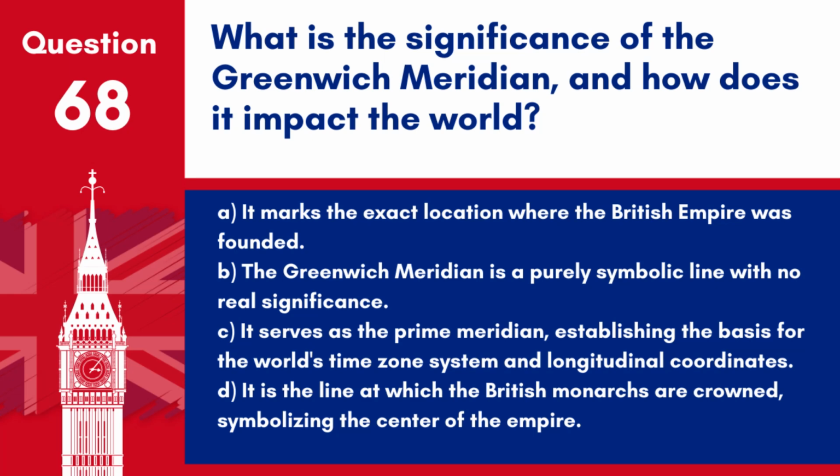A. It marks the exact location where the British Empire was founded. B. The Greenwich Meridian is a purely symbolic line with no real significance. C. It serves as the prime meridian, establishing the basis for the world's time zone system and longitudinal coordinates. D. It is the line at which the British monarchs are crowned, symbolizing the center of the empire.